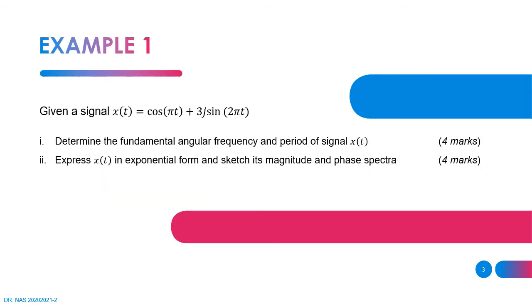Okay, let's look at the first example. Given a signal as shown, x(t) equal to cos(πt) plus 3j sin(2πt). So you need to determine the fundamental angular frequency and period of signal x(t). So what is the fundamental angular frequency? It is ω0 in radian per second, and the period of the signal is T. Okay, and then the second question, you need to express in exponential form, and then you need to sketch both the magnitude and phase spectrum.